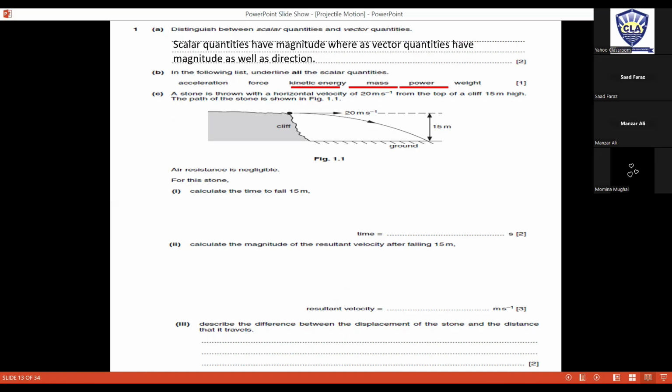Now we have an object, now it is thrown with a speed of 20 meters per second. Vertical displacement is 15 meters. How long will it take to fall 15 meters? Here I will be using s equals half a t squared because initial vertical velocity is 0. It has initial horizontal velocity which will remain constant. So I will be using s as 15 equals half times 9.81 t squared, and from there I can find out the value of t.